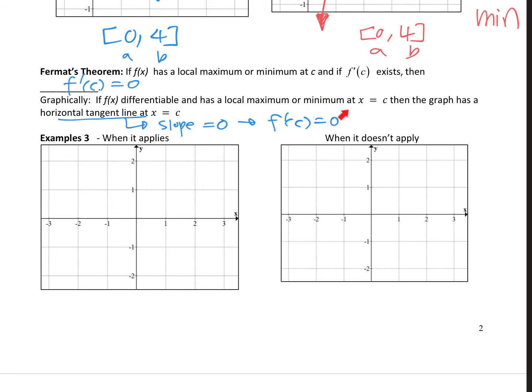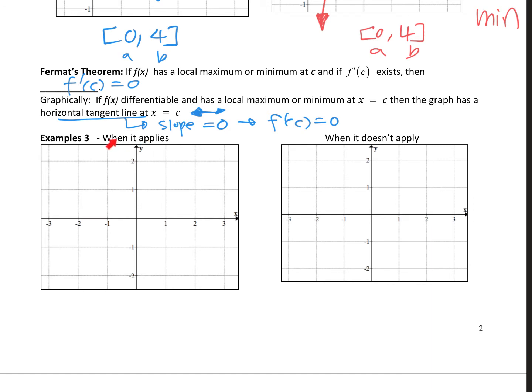Because again, the derivative at a point represents the slope of the tangent line. It says the derivative is equal to 0. That means, in terms of the graph, the slope is 0. That means it's a horizontal tangent line. A horizontal line looks like this, right? As a side note, if you have a vertical line, then the derivative doesn't exist, because a vertical line doesn't have a slope.